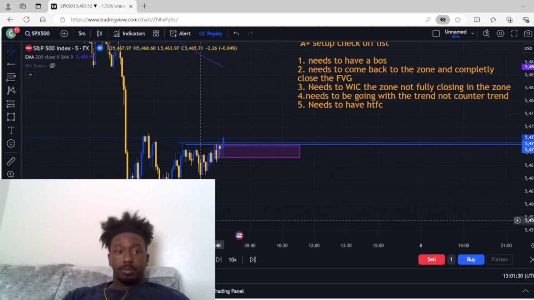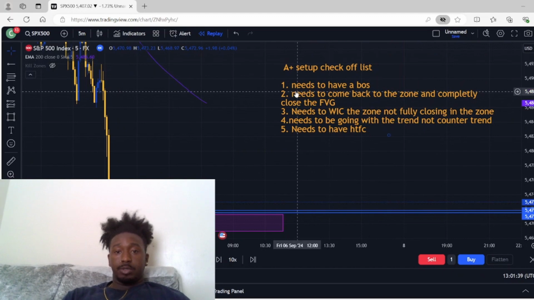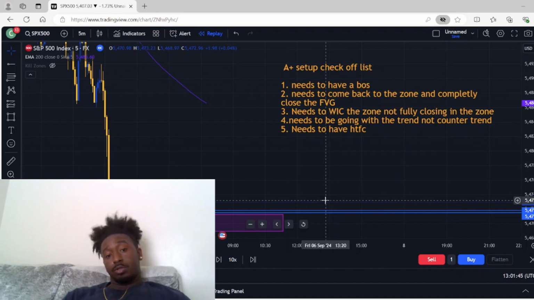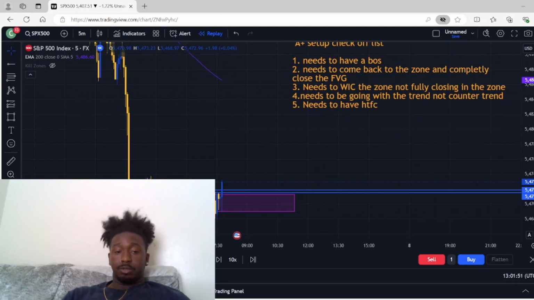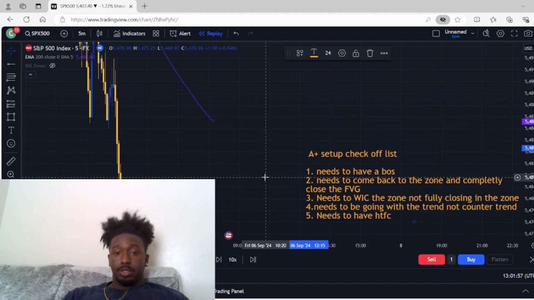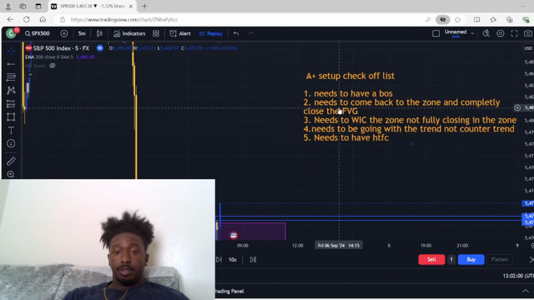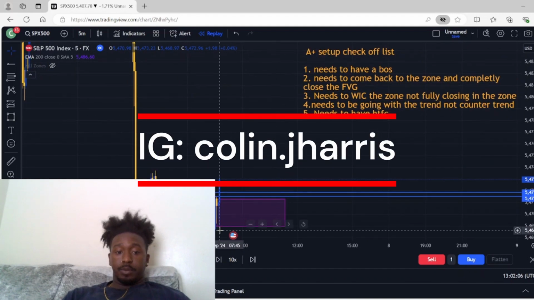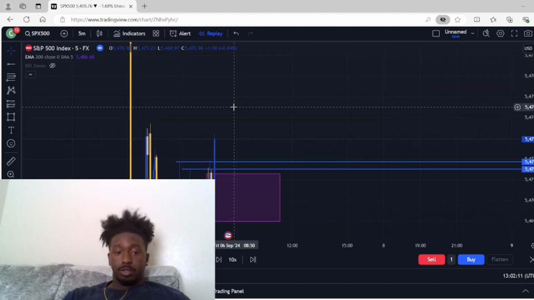But we did get this initial break of structure, and as you can see on my list of A plus setup checkoff list, needs to have a BOS. That's a break of structure. So that was the first thing that I needed to see happen. So we got the initial break of structure, and now what do I need to see happen? I need to see it come back to the zone and completely close the fair value gap. So now we have a fair value gap because of the break of structure right here.